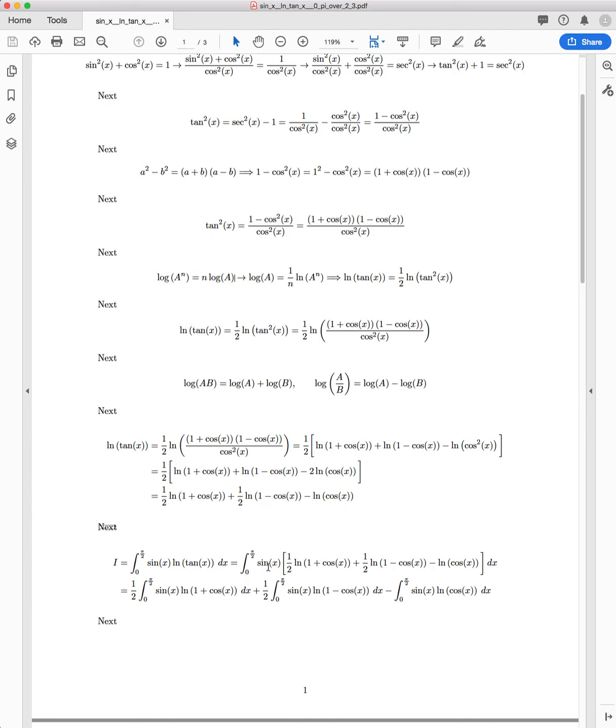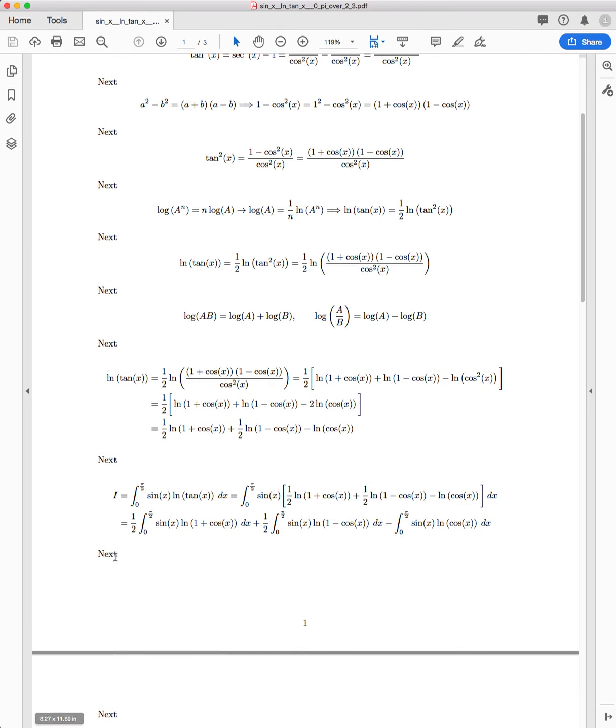So for the first one, we've got sine of x times ln of 1 plus cos of x, which is what we've got here. The 1/2, because it's a constant, we can take out the front. So we move on to the second component, sine of x times ln of 1 minus cos of x, which is what we have here. Again, the 1/2 is brought out the front. And then for the final one, it's just sine of x times ln of cos of x. There's no constant to bring out the front. Well, the constant is -1.